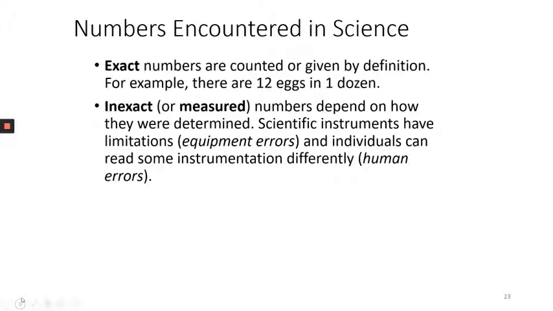So there are two types of numbers that you're going to encounter in science. One is what we call an exact number. In exact numbers, there is no error, because it's an exact thing. It's like when you count something, you know exactly how many you have. So in 1 dozen, you have exactly 12 eggs. There's no error in that. It's not like you're measuring it or there's any uncertainty.